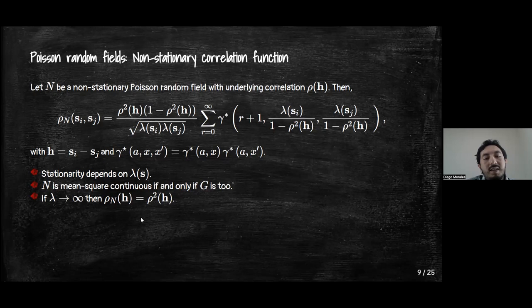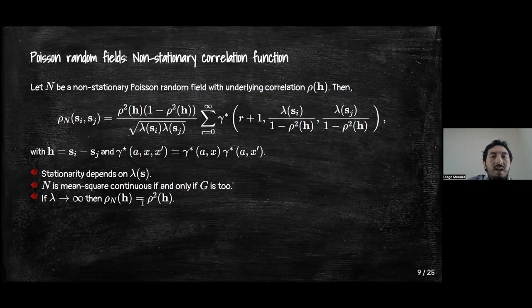So a limit case of the correlation of the Poisson random field is the correlation of the exponential random field. Also, if lambda tends to infinity, we can prove that the Poisson random field tends to a Gaussian random field.